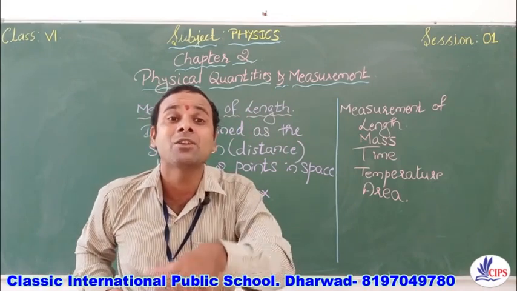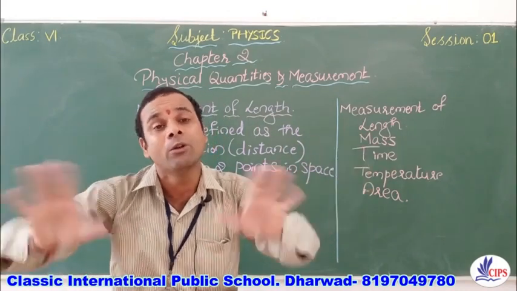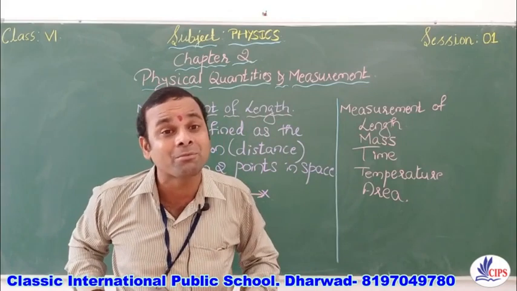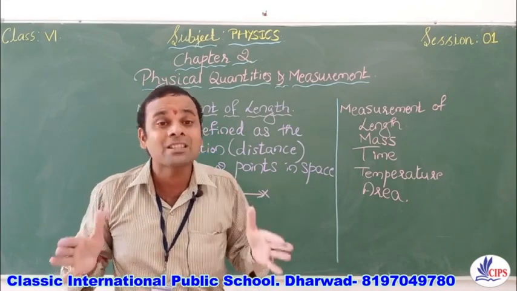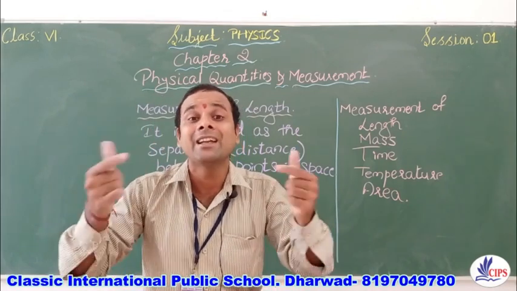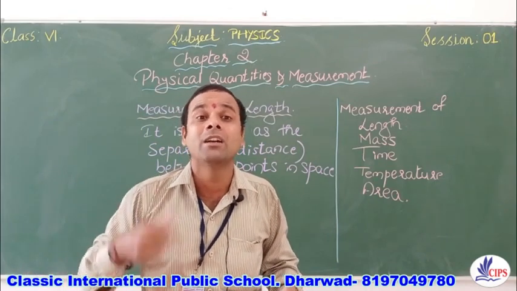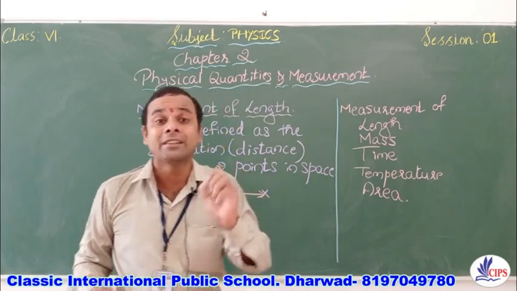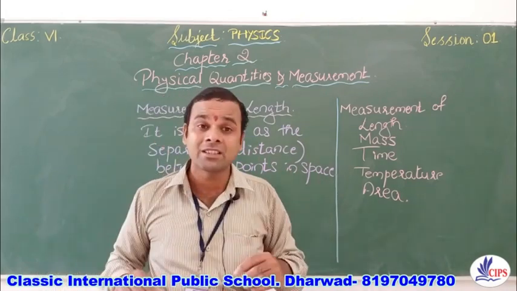Suppose he does not take the measurement and he stitches it anyhow he wants, would it be possible for you to wear that particular uniform? No, isn't it? Right. So we must give a particular measurement of our body so that he can stitch the uniform according to our body. Clear? So therefore measurement is done for length using particular devices.